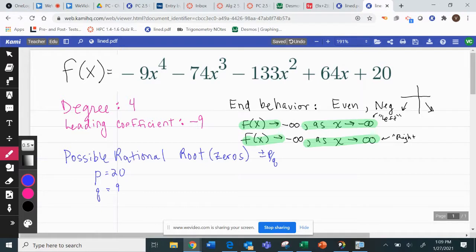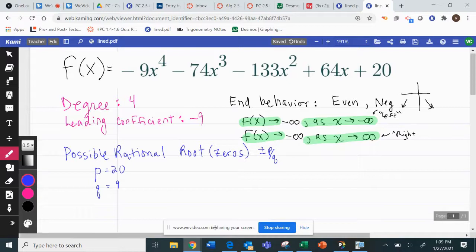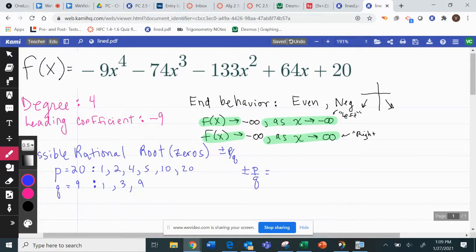If you're going to forget, just write -9. That's fine. So what are my factors of 20? 1, 2, 4, 5, 10, and 20. Factors of 9, 1, 3, 9. So to write plus minus P over Q, I'm going to start with 1 on the P's and do every single Q. So plus minus 1 over 1 is 1. Plus minus 1 over 3 is 1/3. Plus minus 1 over 9.